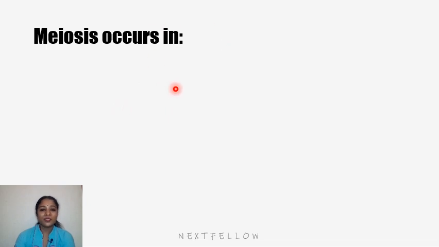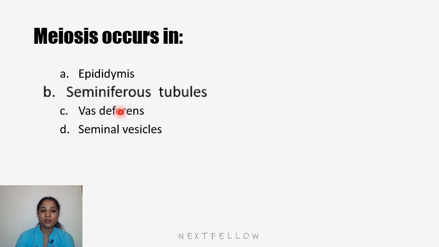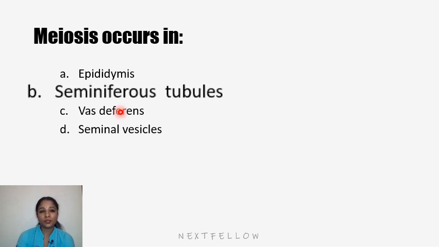So let's see some questions now. Meiosis occurs in, I hope you can answer: epididymis, seminiferous tubules, vas deferens, seminal vesicles. So of course the answer is seminiferous tubules. In the initial stages of spermatogenesis, meiosis takes place within the seminiferous tubules of testes and progresses to the epididymis, where the developing gametes mature and gain motility and are stored until ejaculation in the epididymis.